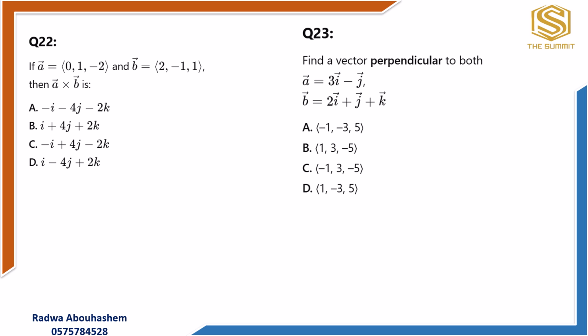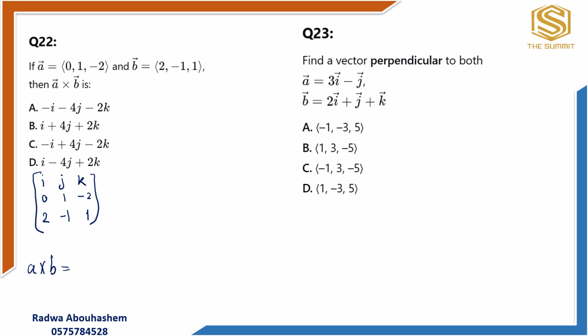Again, I need the cross product. Let's get the cross product here. If I put it as a matrix, 0, 1, negative 2, and 2, negative 1, and 1. Now let's get the determinant.